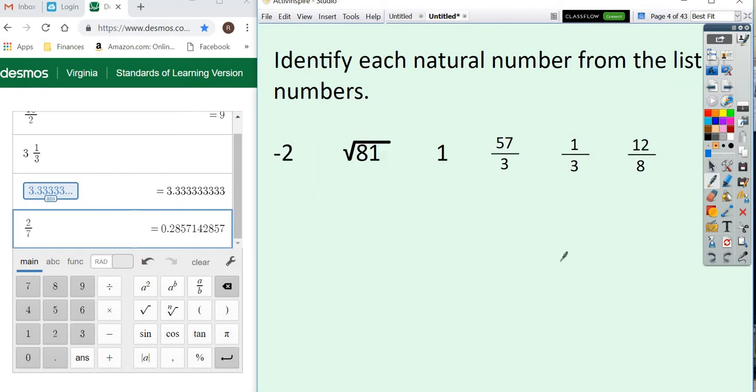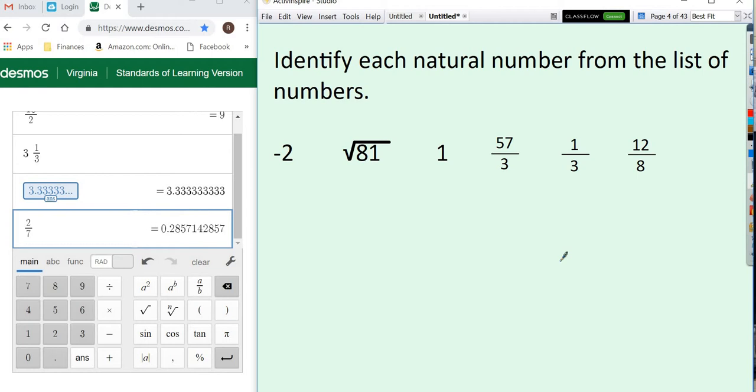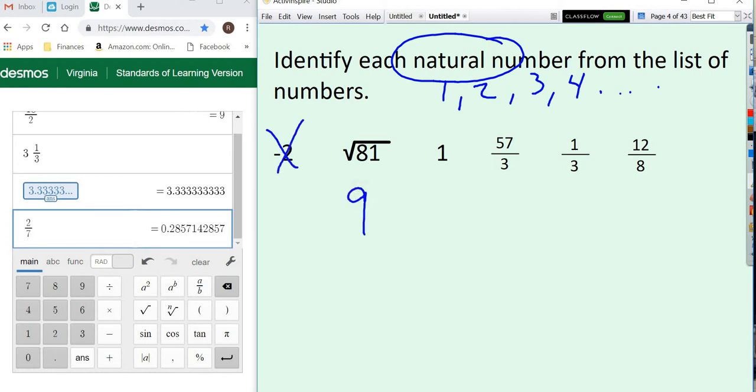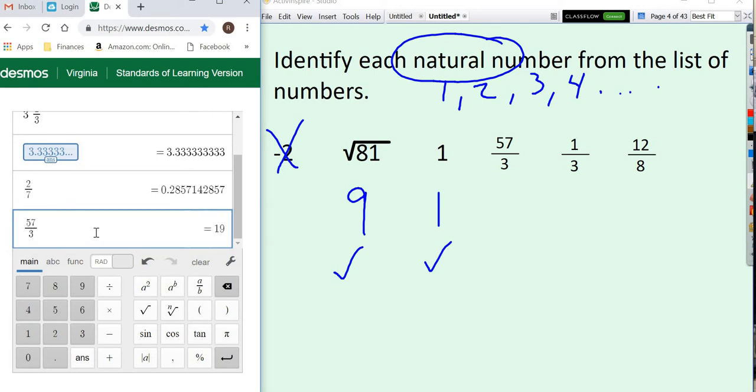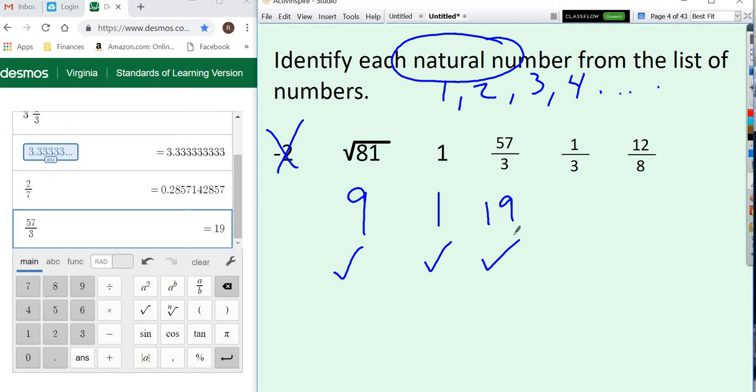The next problem asks to identify each natural number from this list. So again, we're going to talk about natural. It's the very first counting numbers you ever learned. So a negative is going to go away right away. Square root of 81, if you put that in your calculator, is 9. So that is a natural number. Number 1 is definitely a natural number. Then we're going to come over here, use our calculator to figure out that 57 divided by 3 is 19. That is also a natural number.